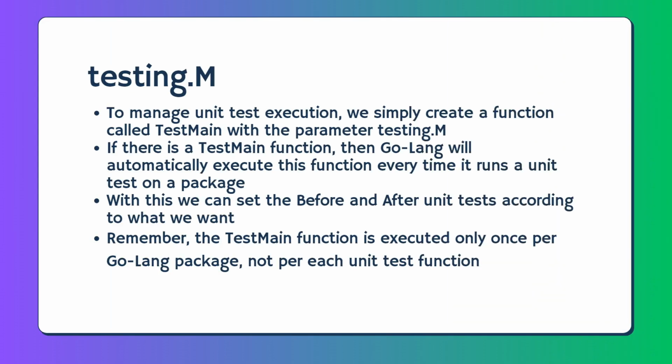To manage unit test execution, we simply create a function called TestMain with the parameter testing.M. If there is a TestMain function, then Golang will automatically execute this function every time it runs a unit test on a package. With this, we can set the before and after unit tests according to what we want. Remember, the TestMain function is executed only once per Golang package, not per each unit test function.